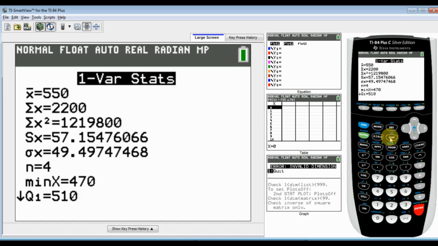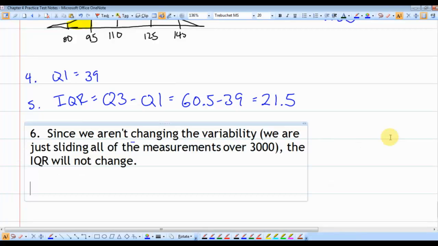So that's good. Notice that it said sample, right? It says the standard deviation of the sample. So because it's a sample, you know you're going to use S and not sigma. S is 57.15. So 7. We are told this is a sample. So use S.